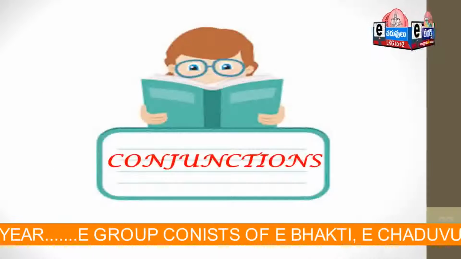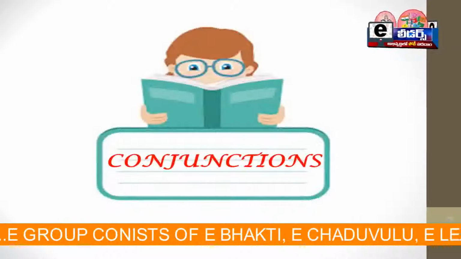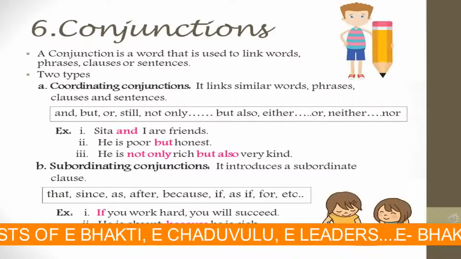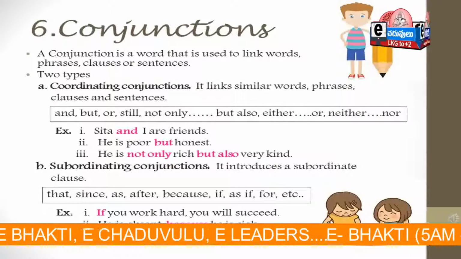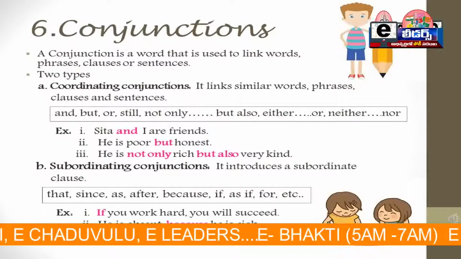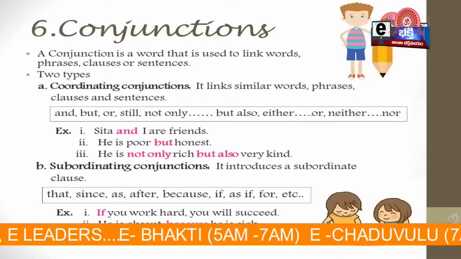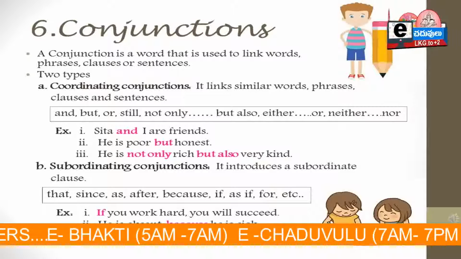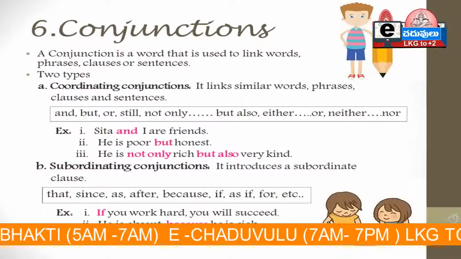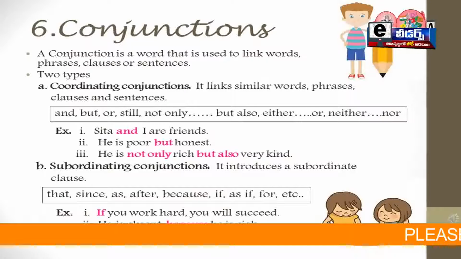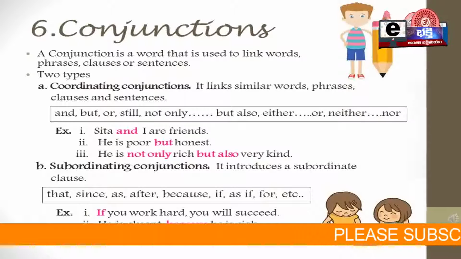Have a glance at conjunctions now. A conjunction is a word that is used to link words, phrases, clauses or sentences. And we find two types of conjunctions. One is coordinating conjunctions and the other is subordinating conjunctions. Let us see what coordinating conjunctions are.